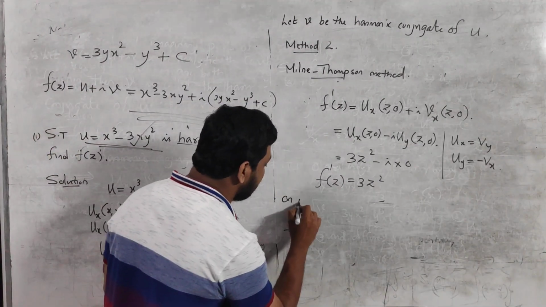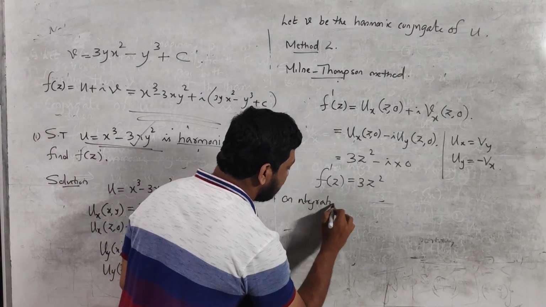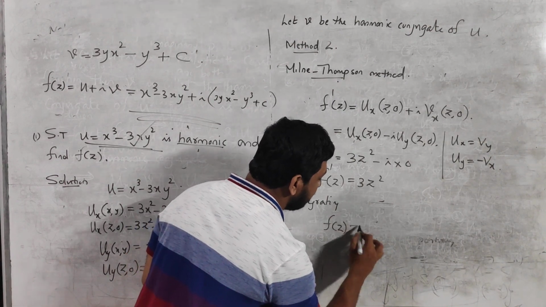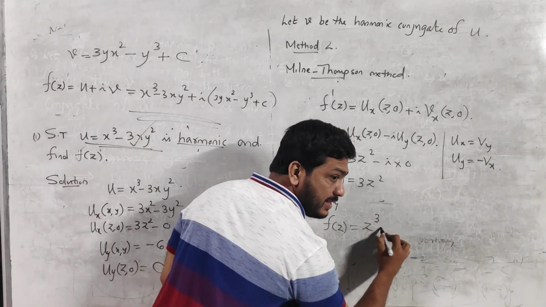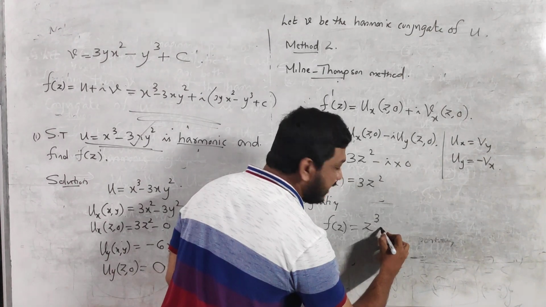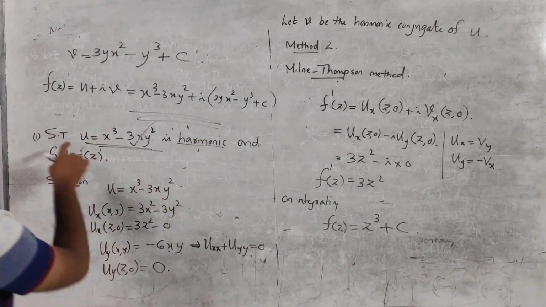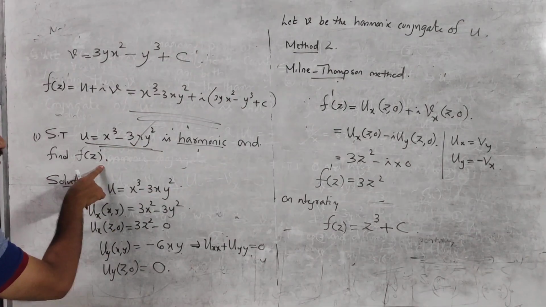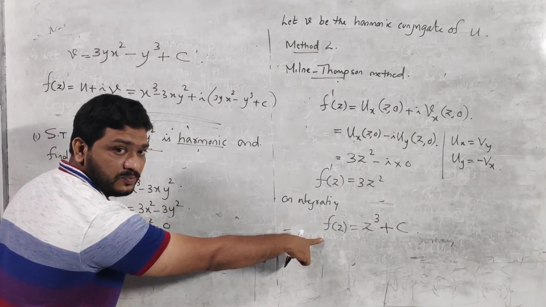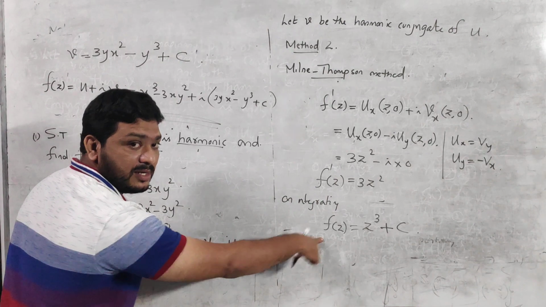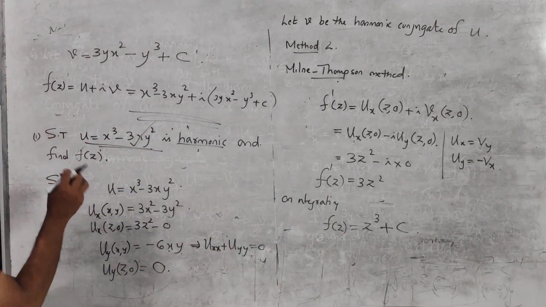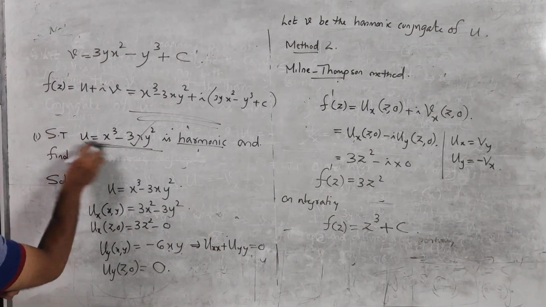On integrating, what do we get? f of z is z cube, since 3z cube by 3, the 3 and 3 cancel, plus c. This is your function. Suppose your question is, show that u is harmonic and find the function, then this is the solution. What is the function here? z cube plus c.